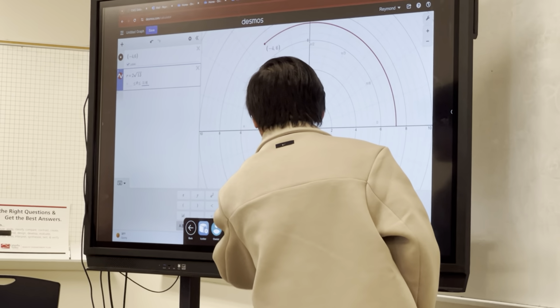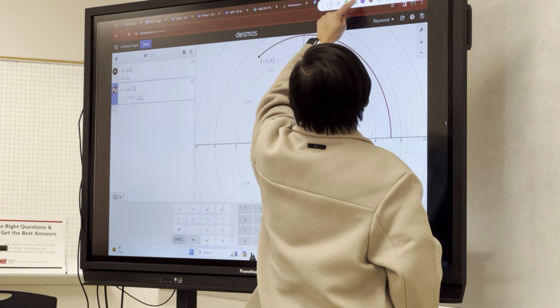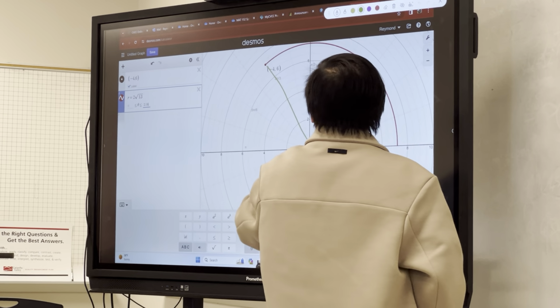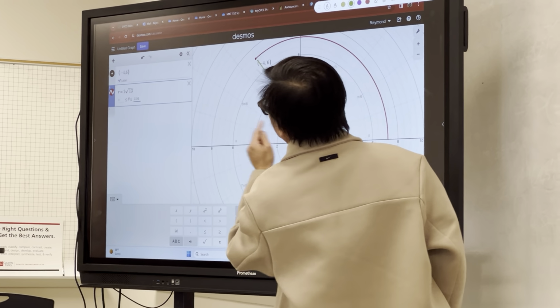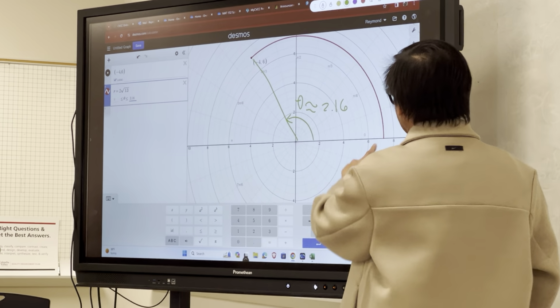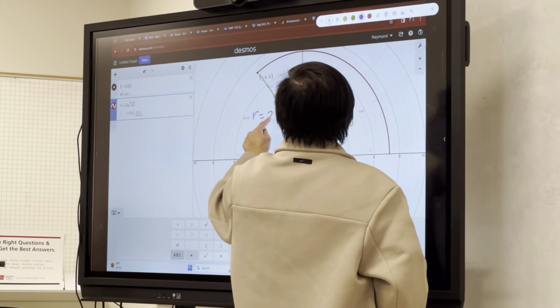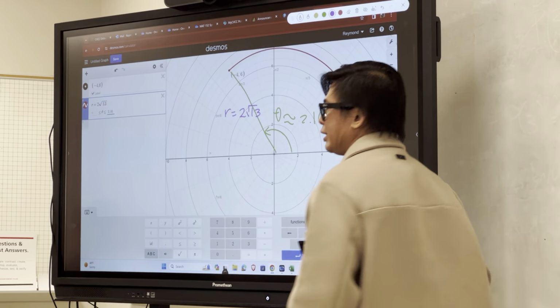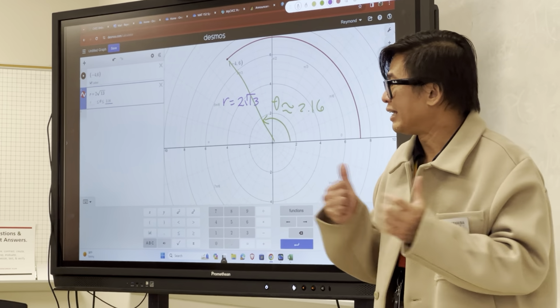So, okay, let's go ahead. As you may notice in here, that angle will be approximately how much theta? 2.16 radians. Okay, and again, this r in here is how much? 2 square root of 13 units long. Get it, guys? Okay, with what we did.